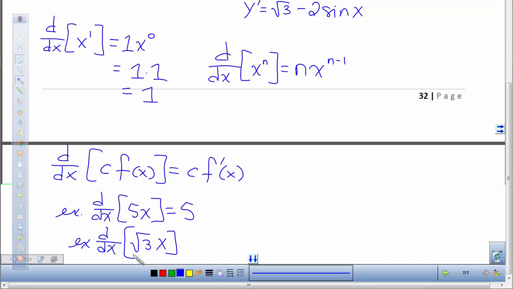He just kind of goes along to the side. The derivative of x is 1, so we get square root of 3. What if it was like square root of 3 x squared? Then I would bring the 2 out front and then subtract 1 from my exponent. Okay, and that's what we're doing.